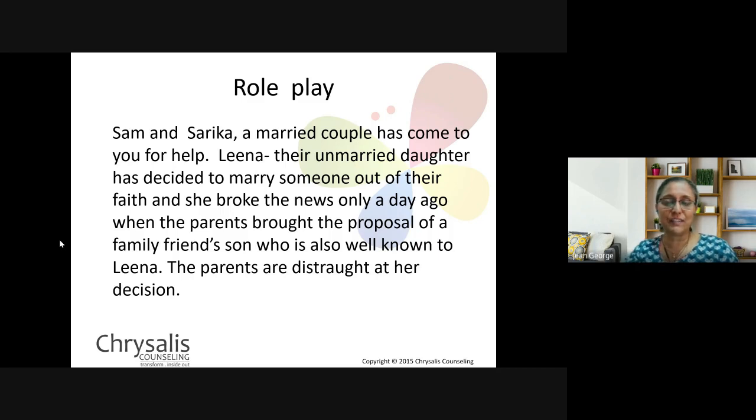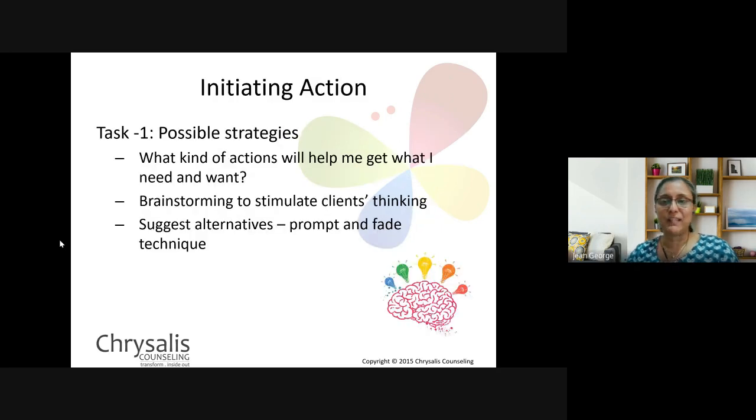Generally, I would do this as a role play, but here I guess we may not be able to do that. So what is the first task? Now remember, we've come all that way and we are at the point of initiating the actions. So what is strategy? It is the art of identifying or helping your counselee to choose realistic courses of action in order to achieve their goal, and doing so maybe even under adverse conditions.